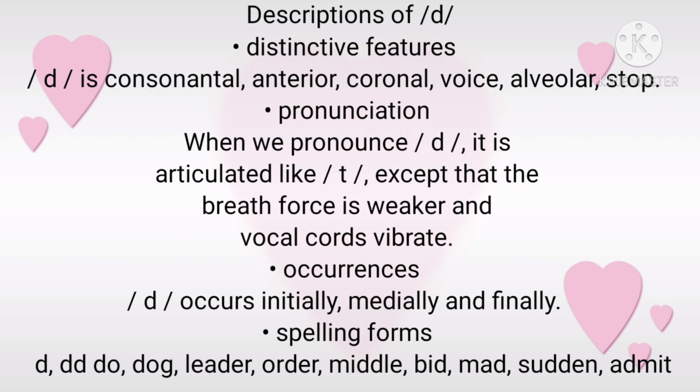Description of D. Distinctive features: D is consonantal, anterior, coronal, voiced, alveolar, stop. Pronunciation: when we pronounce D, it is articulated like T, except that the breath force is weaker and the vocal cords vibrate. Occurrence: D occurs initially, medially, and finally. Spelling from D, double D: do, dog, leader, order, middle, bead, mad, sudden, admit.